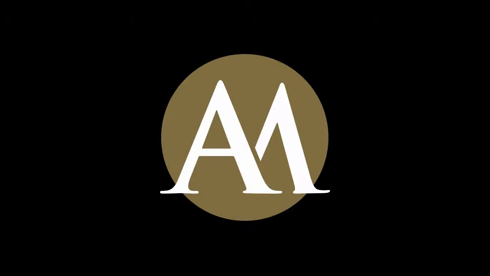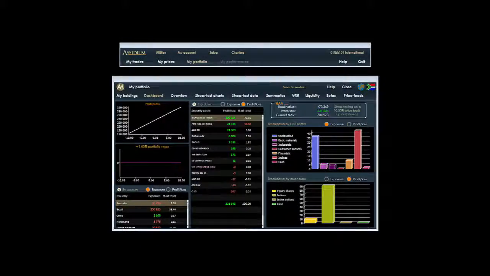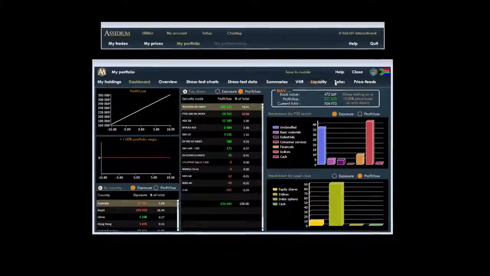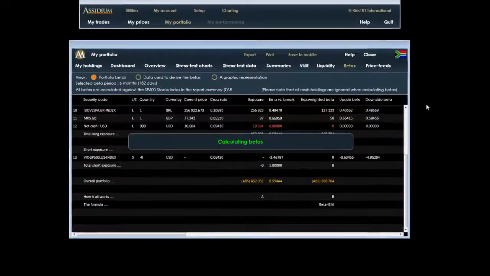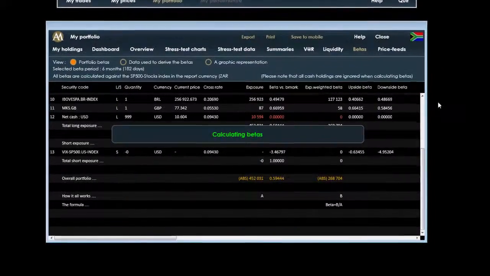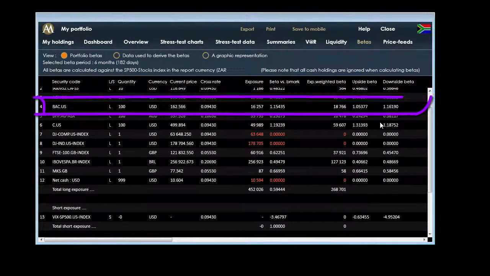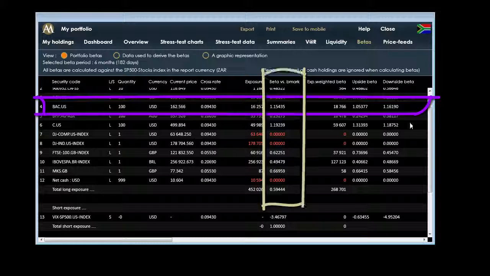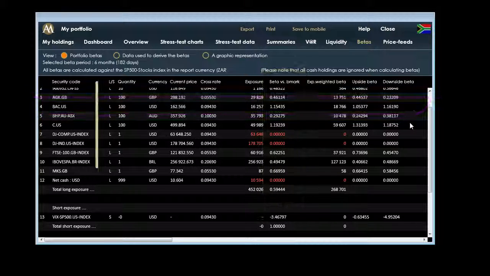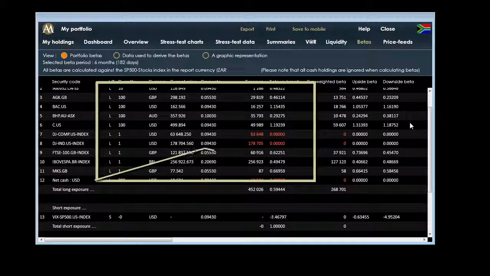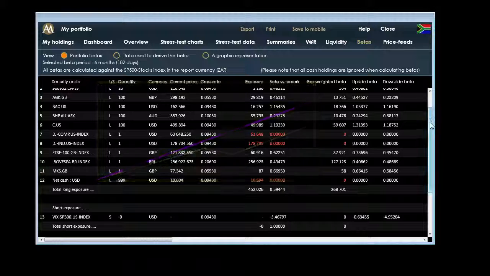This tutorial covers the Assidium beta output. Beta shows you how in tune your portfolio is with the market, as represented by your chosen index. A security that has a beta of 1.1 means that over a certain period, if the benchmark goes up by 1%, the value of the security will, on average, go up 1.1 times the benchmark return.